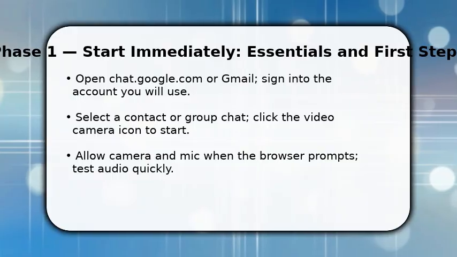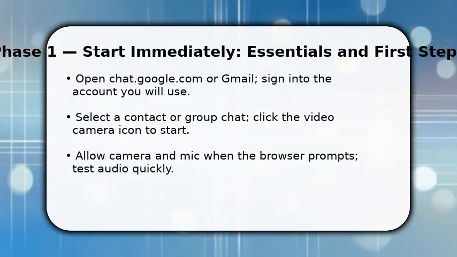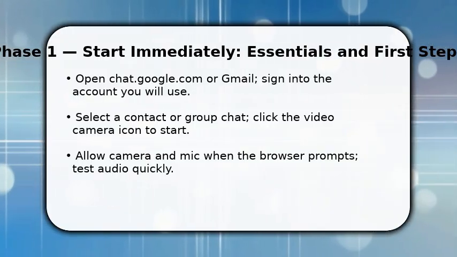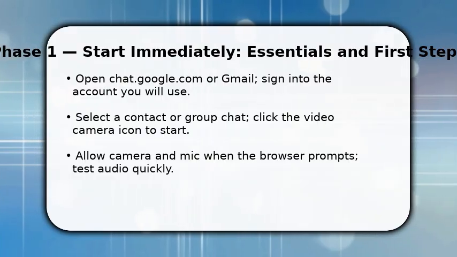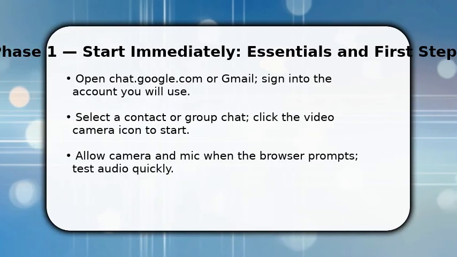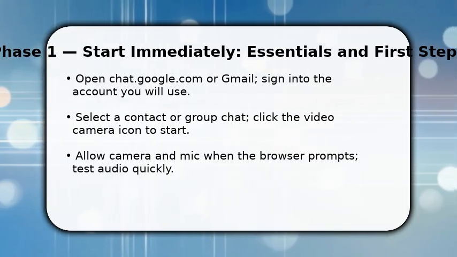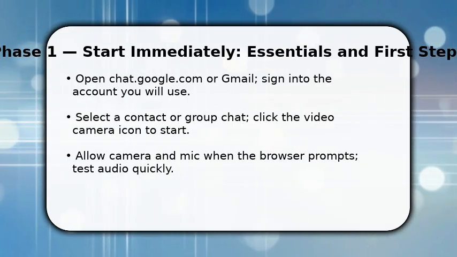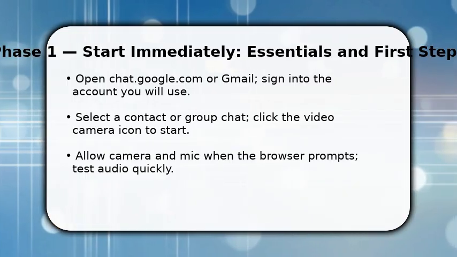You start by opening Google Chat in your browser or Gmail. Sign in with the account you plan to use. Once there, pick a person or group chat and press the video camera icon to initiate a call. When the browser asks, allow camera and microphone access. This enables everyone to see and hear you.